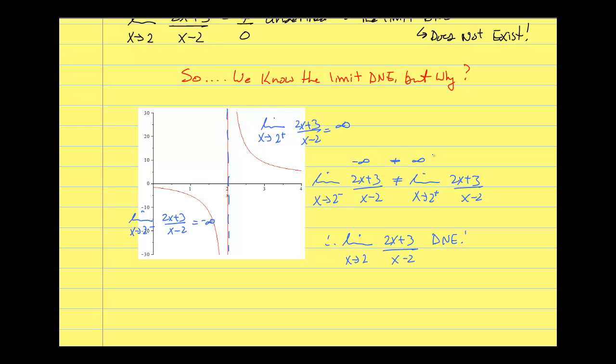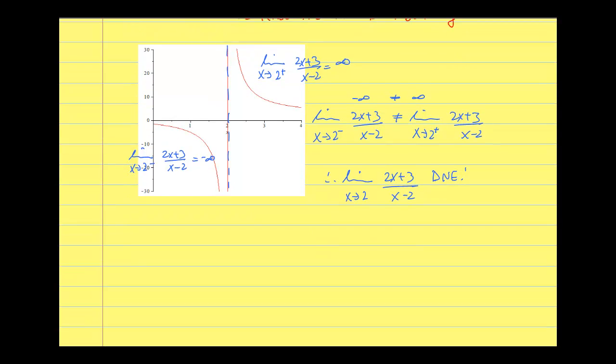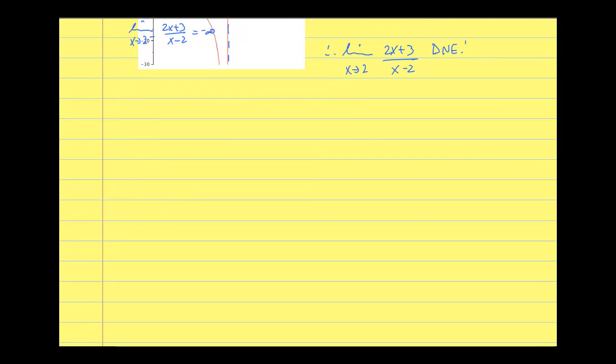However, it doesn't exist because of a particular reason. So it's never enough just to say DNE. I need to know why it's DNE. So we have to do a little bit further investigation. Let's go ahead and look at another example.